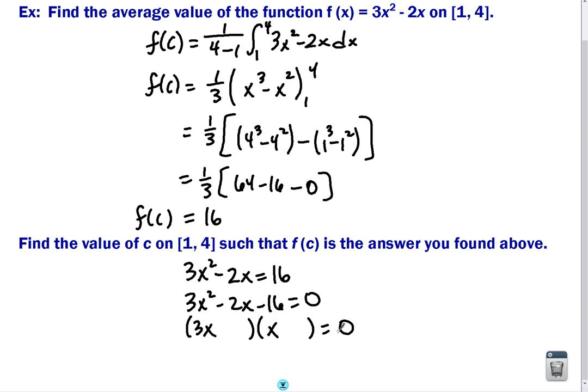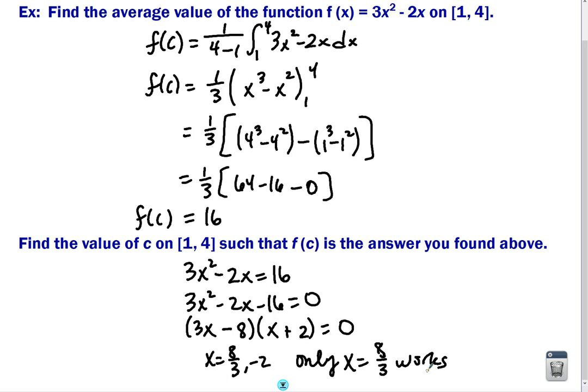Let's see. If I did 8 and 2, 3 times 2 is 6. 8 times 1 is 8, so then 8 and 6 will combine to a 2, but I need a negative, so that's got to be a negative and that's got to be a positive. So x equals 8/3 or negative 2. However, I'm only looking at the interval from 1 to 4, so only x equals 8/3 works in this situation, because that is the only one that is within the interval we need.